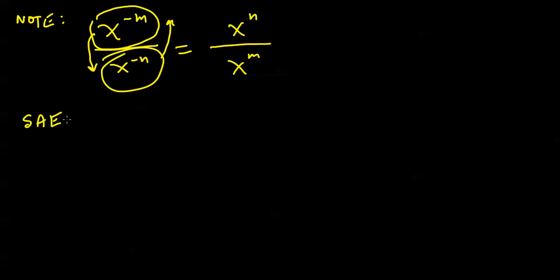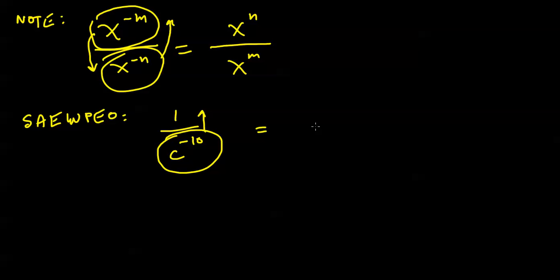We can use both of these negative exponent rules in tandem to simplify some nasty expressions. Simplify and express with positive exponents only. For example, 1 over c to the minus 10th power. Well, the second rule for negative exponents says if I've got a negative exponent expression in my denominator, I can move it upstairs to my numerator and change the sign of the exponent. So 1 over c to the minus 10th is c to the 10th power.